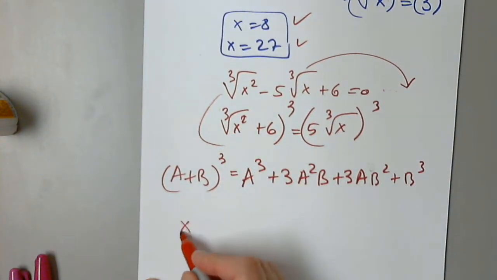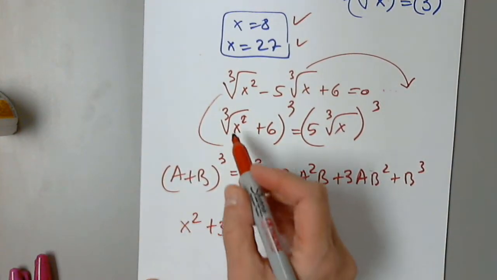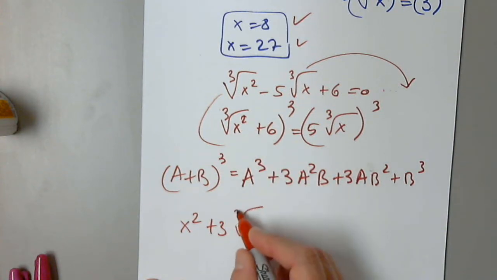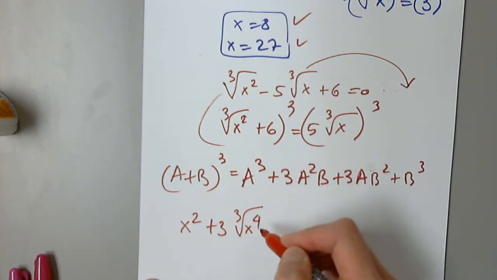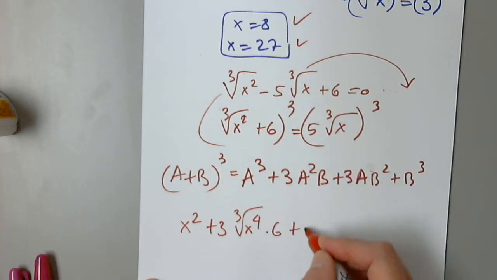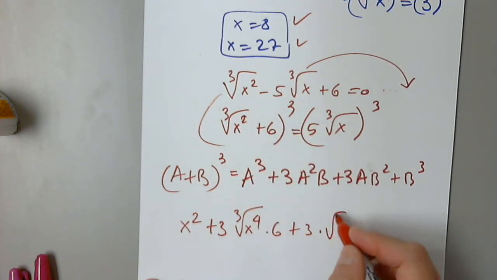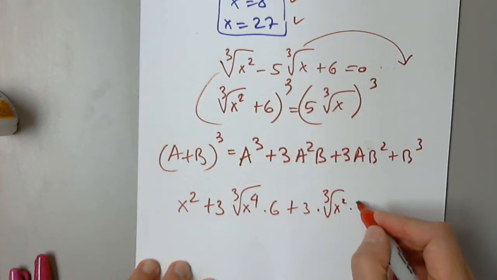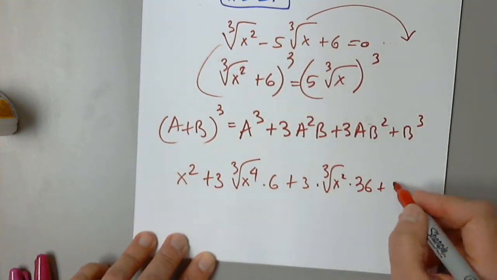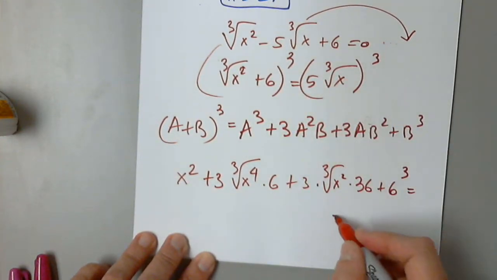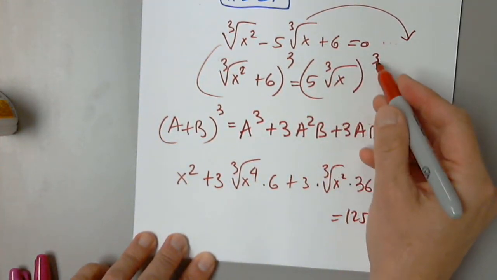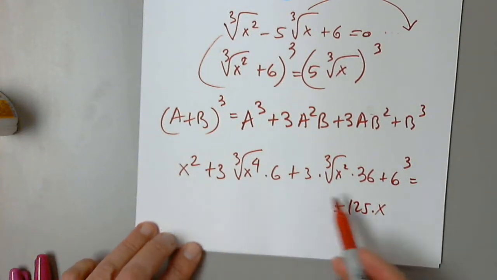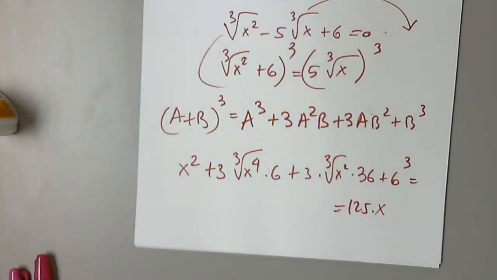When I cube it, I get x squared plus 3 times the first term squared, which will be this, times the second term, which will be 6, plus 3 times this, which is the cube root of x squared, times 6 squared, which is 36, plus this to the third power, equals 125 times the cube root of x cubed, which is x. Is it clear? That's what I was saying.